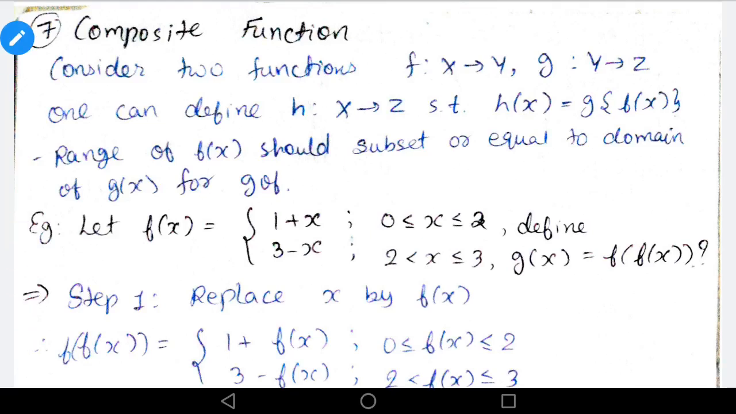Hello friends, in today's session we are going to see composite function. In our last session I discussed function, its definition and some algebraic properties. So today we will see composite function.